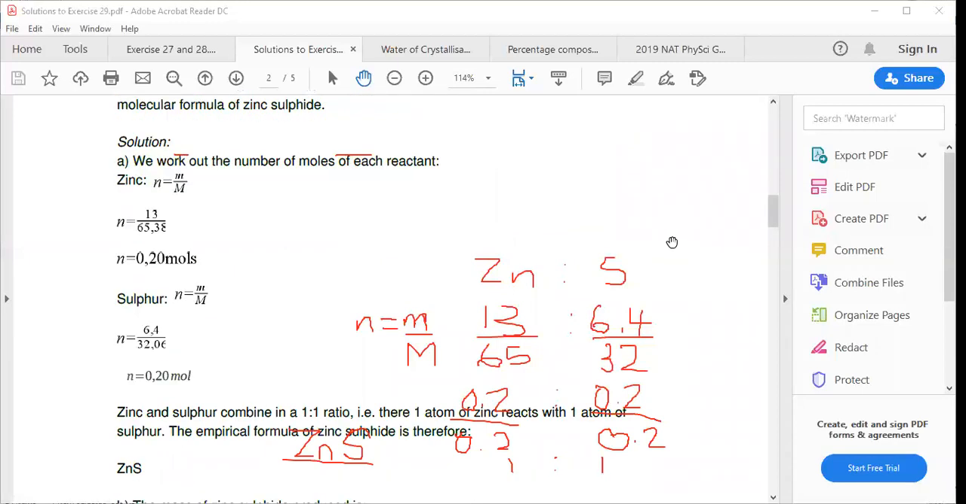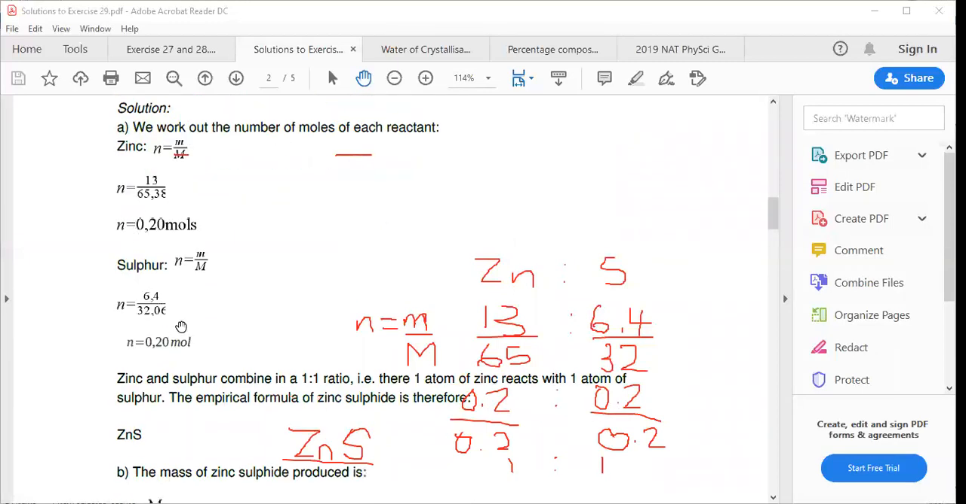If I just go down, the same has happened here, but they're doing it going down, not side by side. So here you do your moles for zinc, you do your moles for sulfur, you get your 0.20. Then you look for the smallest one, you divide, and you come up with the ratio 1:1. Therefore, your answer becomes zinc sulfide. Clear? Please take note.